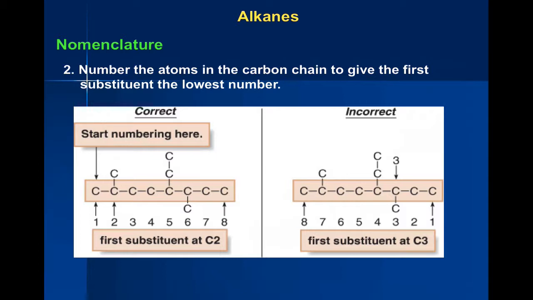Notice here, if I go 1, 2, there's my first substituent at carbon number 2, right? Here, if I was to go, it would be 1, 2, 3. I would get to my first substituent at carbon number 3. According to the IUPAC rules, we are going to give our substituents the lowest possible number that we can give them. So the numbering system on the left is the correct one. You're going to number this particular parent chain 1 through 8, going from left to right in this example. Okay?